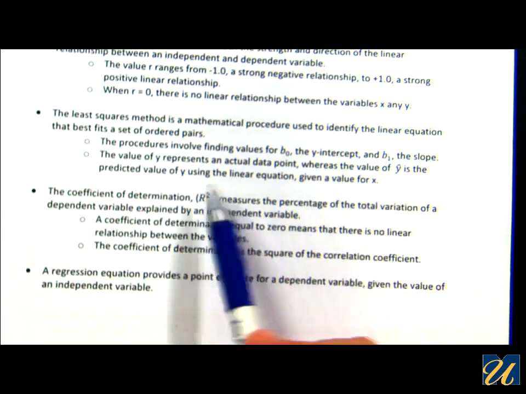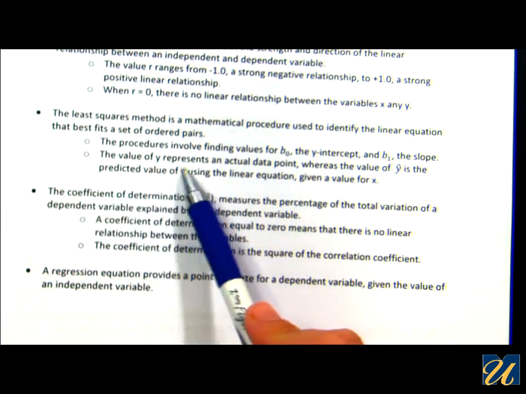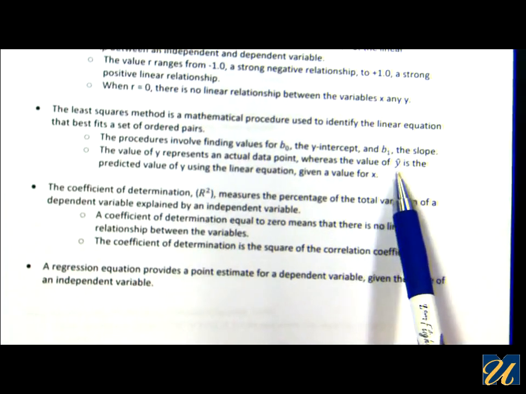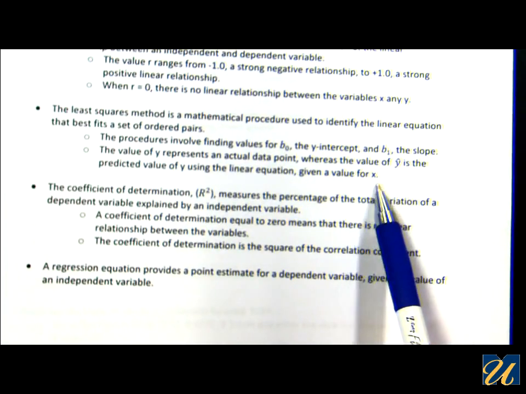So when you are able to determine the equation that links the two variables, your dependent and your independent variable, you are able to predict y for a given value of x.